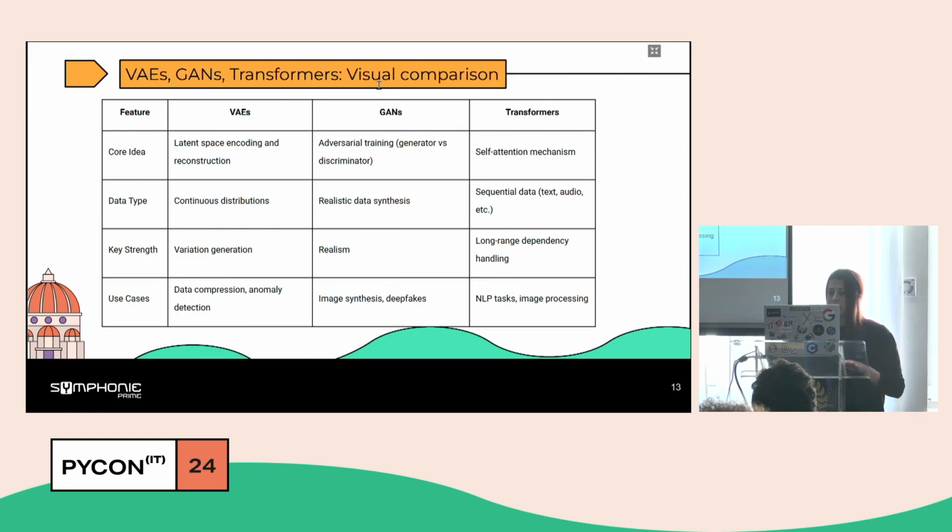Here, just a schematic view of the core differences between the three models that we have just seen. So basically, VAEs in the first column, GANs in the second, and transformers in the third. And in the last row, we can see the most common use cases that can be done by using one of these architectures.